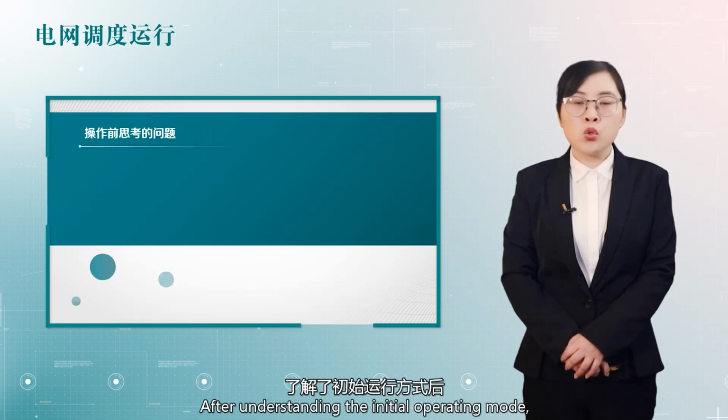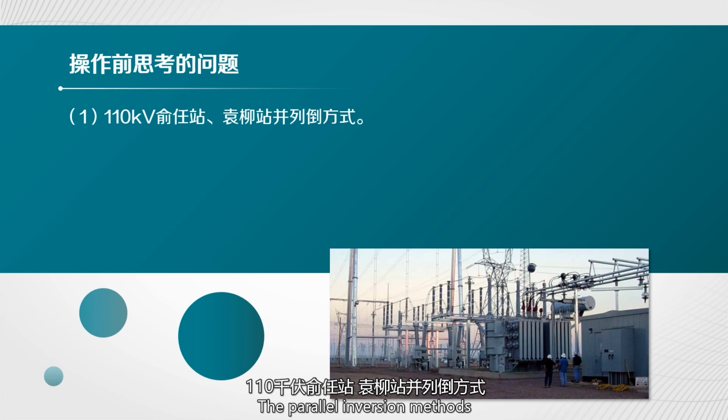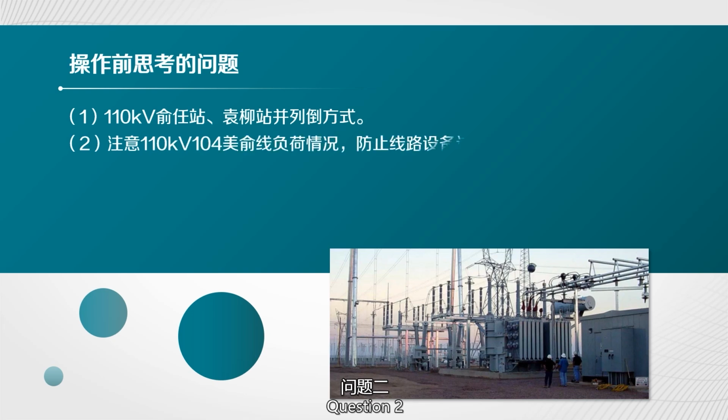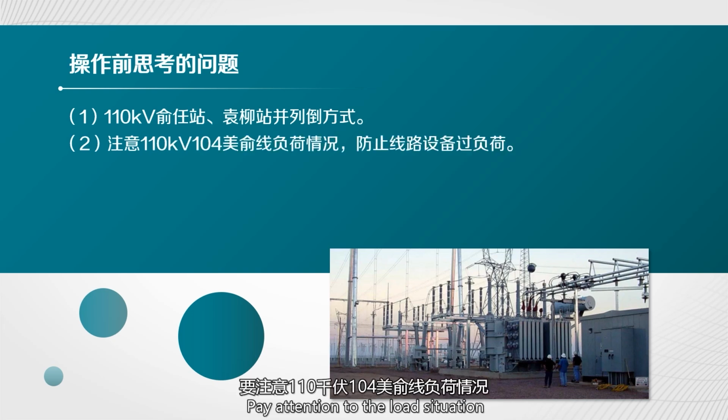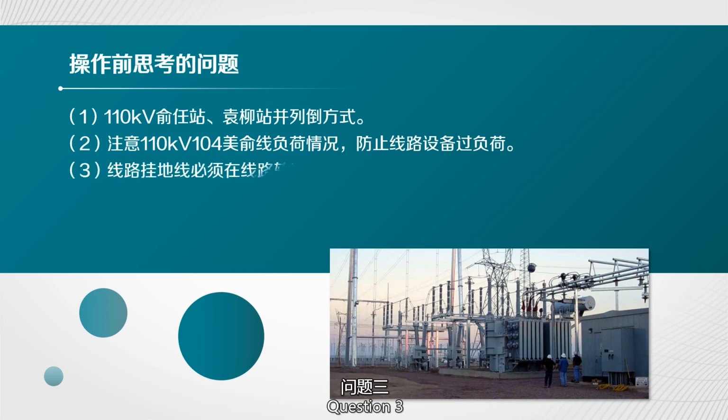After understanding the initial operating mode, we should consider the following issues. Question 1. The parallel inversion methods of the 110 kV 渔人 station and 110 kV 源流 station. Question 2. Pay attention to the load situation of the 110 kV 104 million line to prevent overloading of the line and the equipment.